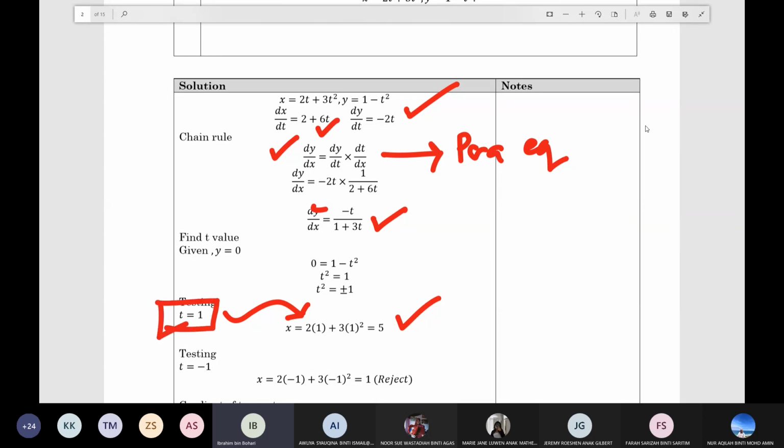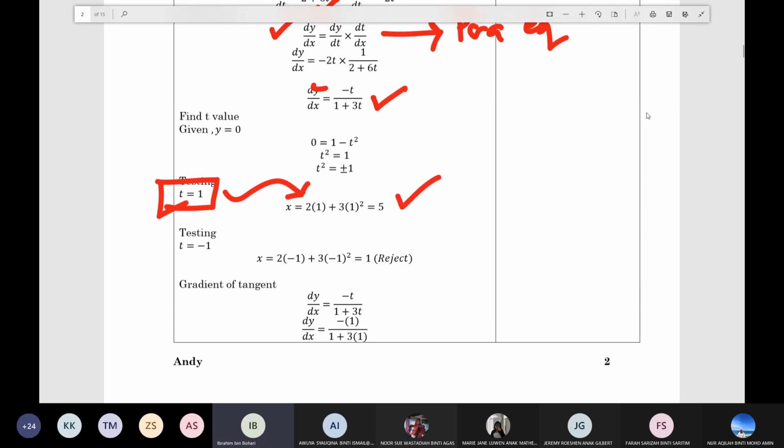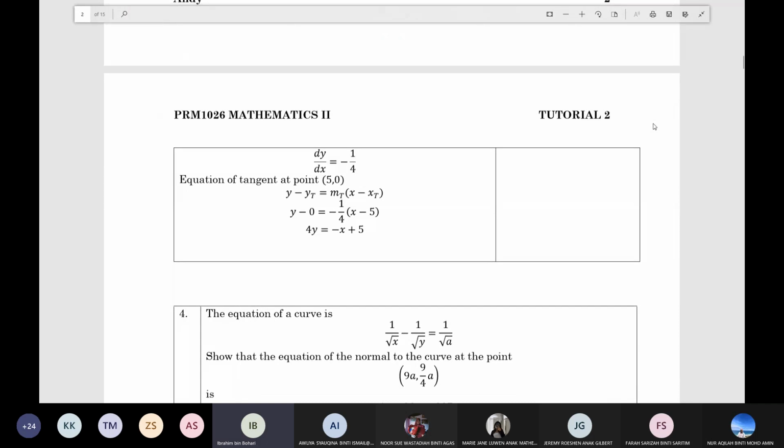You can all check with the calculator. For the gradient of the tangent, substitute this value into the first derivative, and the first derivative here equals negative 1 over 4. Check the answer. Yes, negative 1 over 4. The equation of the tangent is y minus yt equals the gradient of the tangent times x minus xt. The answer here is 4y minus x plus 5.